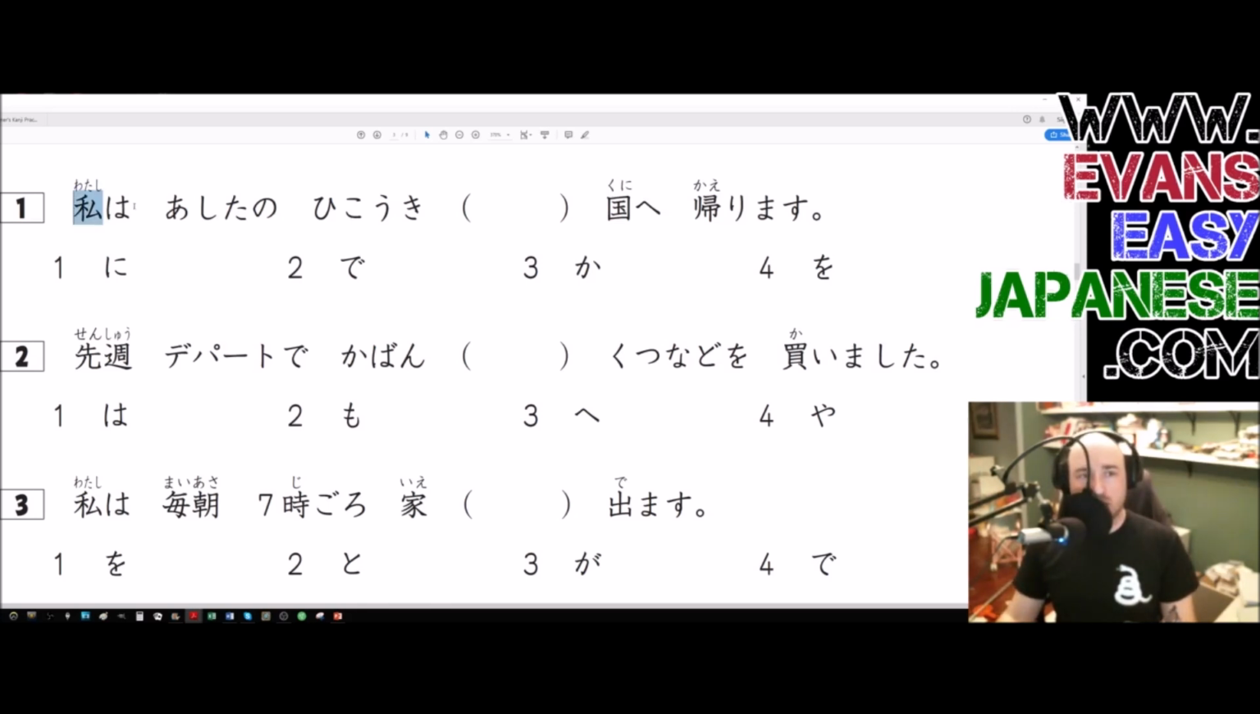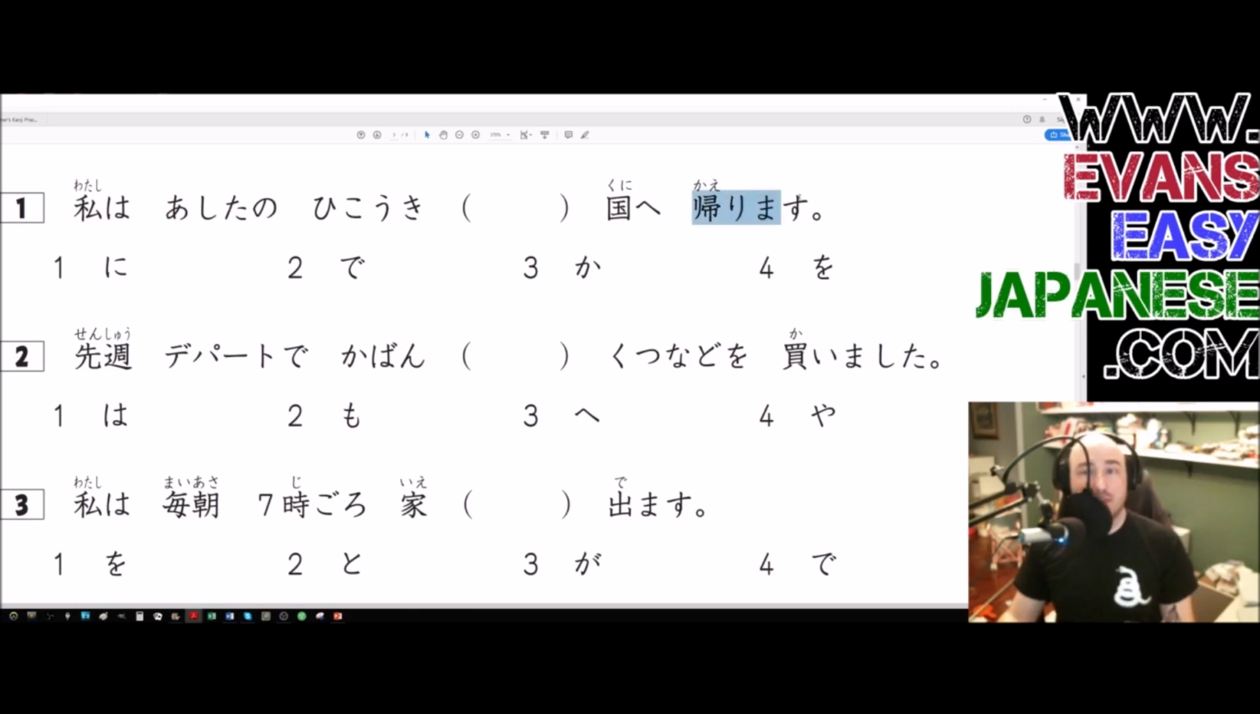We got: watashi wa ashita no hikouki blank kuni e kaerimasu. Alright, so let's look at what we got here. The chief thing that we're talking about is watashi wa, as for me. That's what we're setting up. So what comes after the wa particle all pertains to watashi. We're talking about me. Ashita no hikouki blank kuni e kaerimasu.